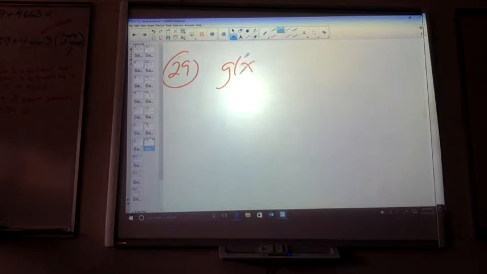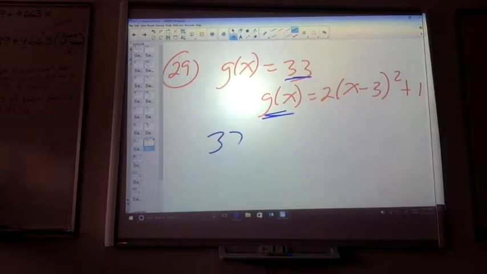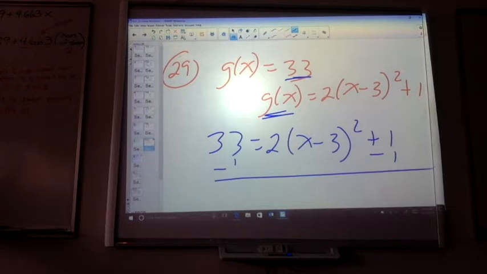G at x is equal to 33. And our G at x equation is this. So I'm going to take this and plug it in for that whole value. So I'm just substituting it in. 33 is equal to 2 times x minus 3 squared plus 1. All right, let's go. Minus 1 minus 1. So that's 32 equals 2 times x minus 3 quantity squared.